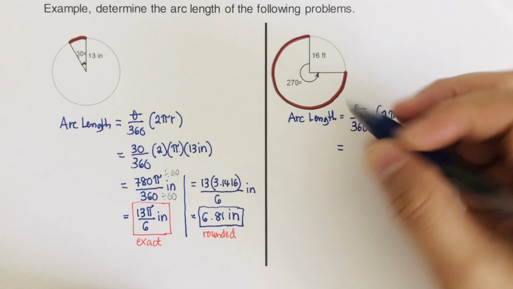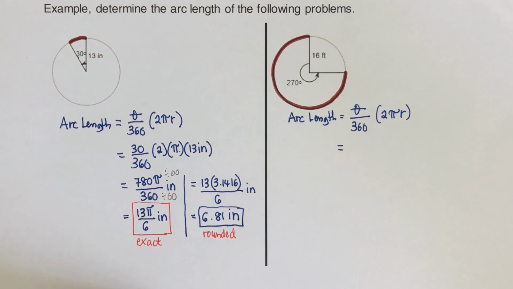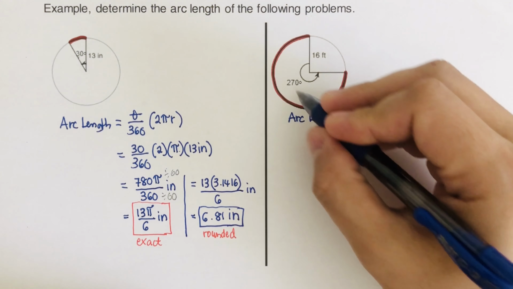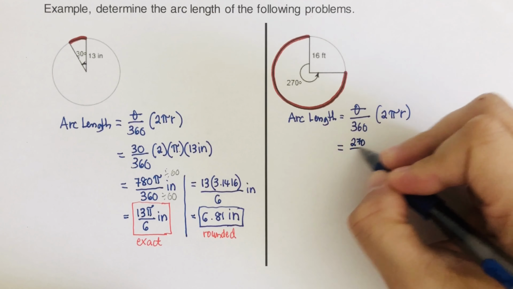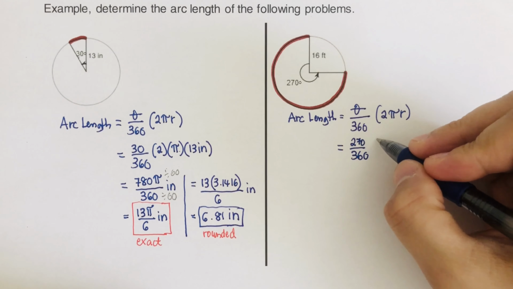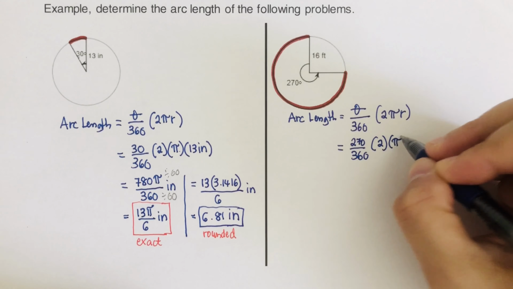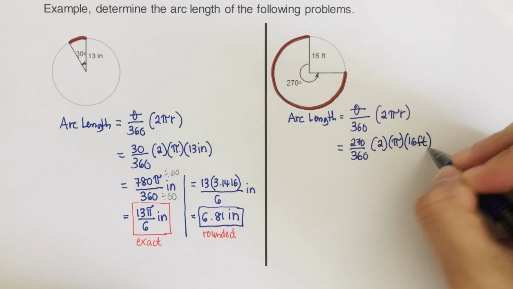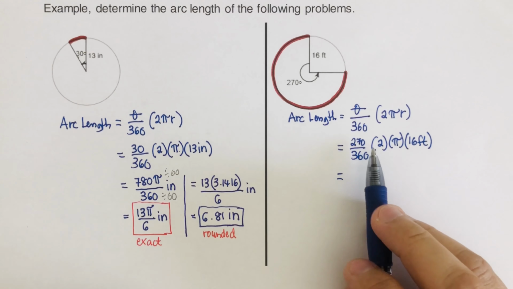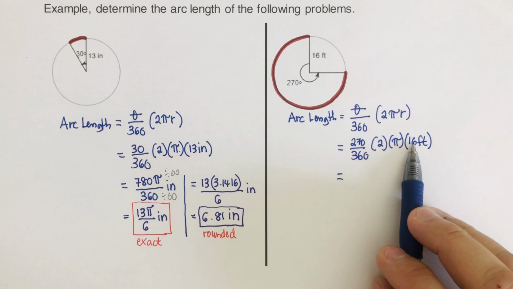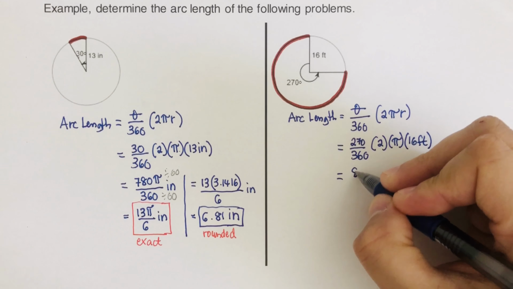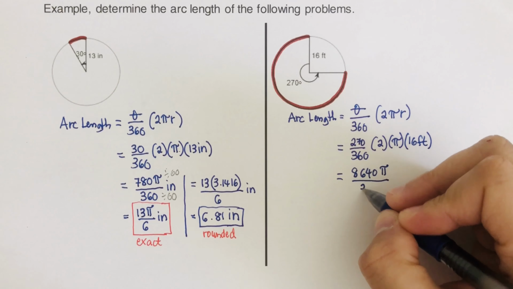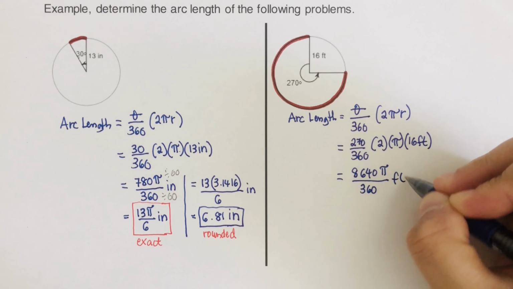So in this problem that we have here, we're looking for this red arc right here. So the central angle is 270. So 270 degrees divided by 360. And then we have a 2 times pi. And then the radius here is 16 feet. And so we multiply these numbers here. First, 270 times 2 times pi times 16. That would equal 8,640 pi over 360. The unit of this is in feet.